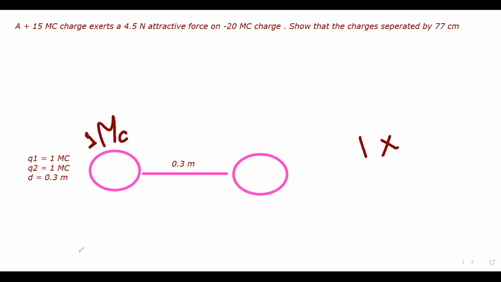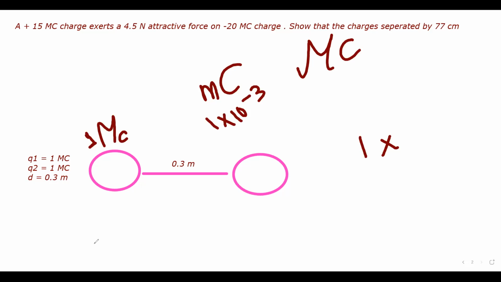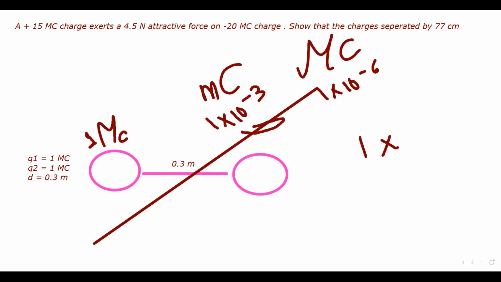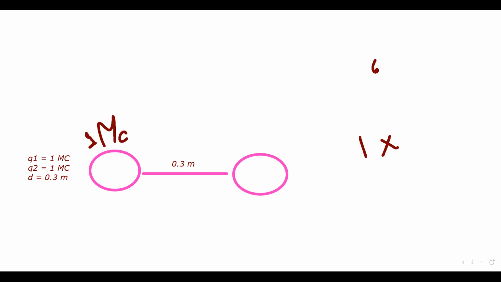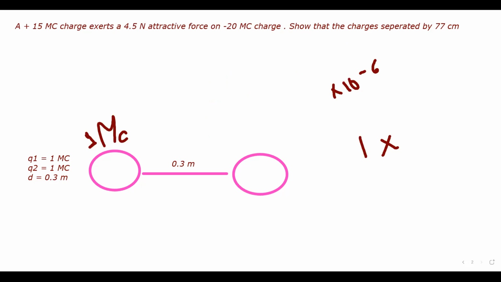Micro is a very small magnitude. If you say millicoulomb, it is 1 times 10 to the power negative 3. If I told you microcoulomb, it is 1 times 10 to the power negative 6. So millicoulomb, like millimeter, is 1 times 10 to the power negative 3, and microcoulomb is 1 times 10 to the power negative 6. So here, the first object's charge is 1 microcoulomb, and the second one is also 1 microcoulomb.